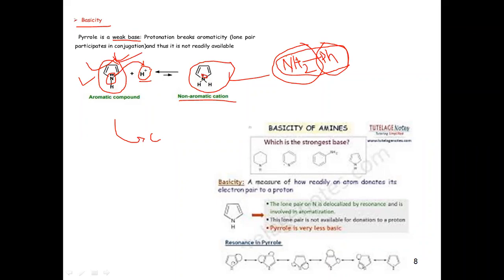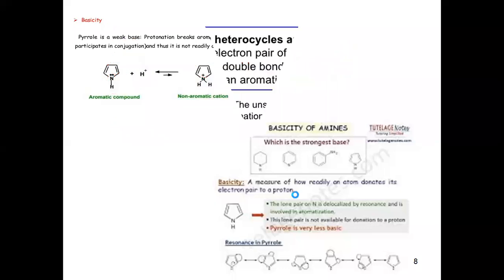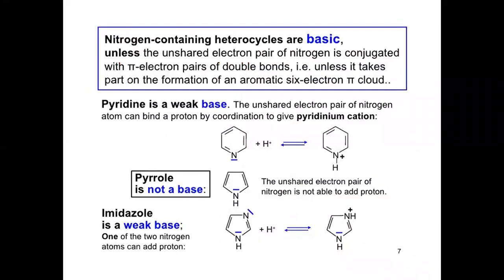Next. Basicity measures how readily the atom donates its electron pair to the proton. Nitrogen containing heterocycles are basic unless the unshared electron pair of nitrogen is conjugated with pi.